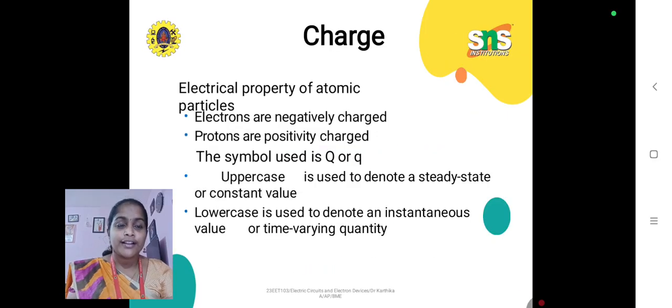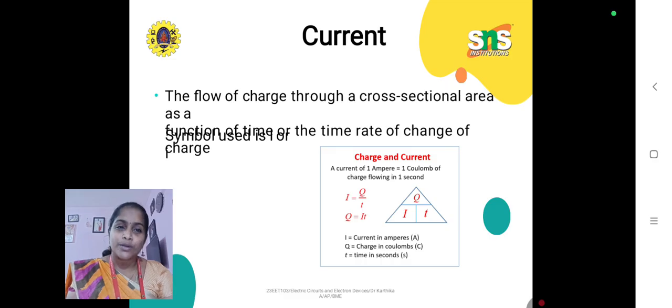First of all, what do you mean by charge? When defining the electrical property of atomic particles, electrons are negatively charged and protons are positively charged. The symbol is Q. Here, uppercase is used to denote a steady state or constant value, and lowercase is used to denote an instantaneous value or time varying quantity.